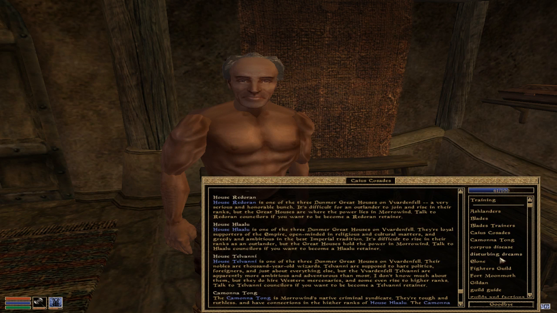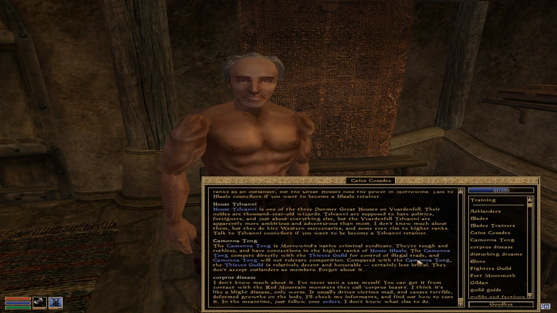Corpus disease. I don't know much about it. I've never seen a case myself. You can get it from contact with the Red Mountain monsters they call corpus beasts. I think it's like a blight disease, only worse. It usually drives victims mad and causes terrible deformed growths on the body. I'll check my informants and find out how to cure it. In the meantime, just follow your orders. I don't know what else to do.